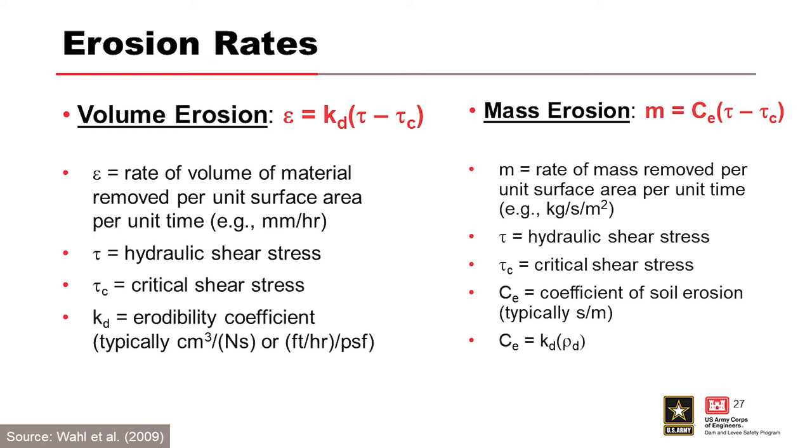So let's say you have a pipe through an embankment for a backward erosion piping failure mode, or you have a concentrated leak in an embankment. Once you have connected to the reservoir, you have that reservoir head, you want to know how quickly that material is going to erode to determine, do I have enough duration? Do I have enough flow? Can I really progress this to a breach? That's where these equations are going to come in. So they're functions of erodibility coefficient for volume erosion, or a coefficient of soil erosion for mass erosion, and then the shear stress applied by the flow and the critical shear stress of the soil.